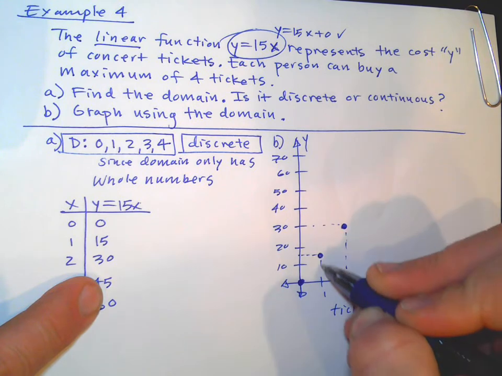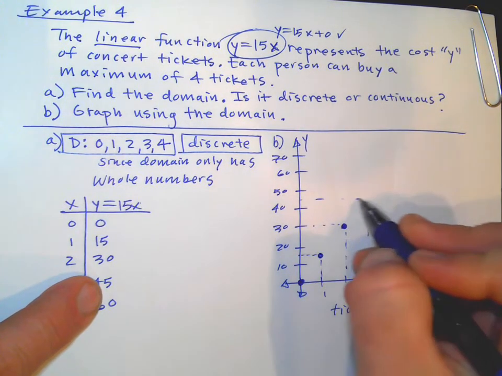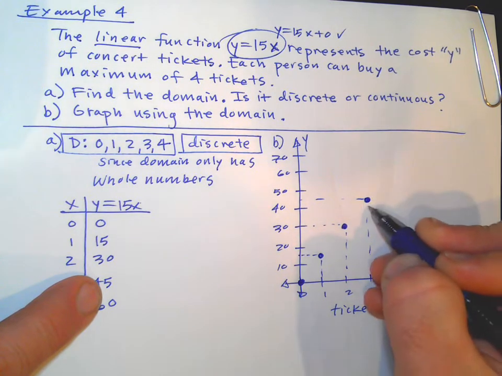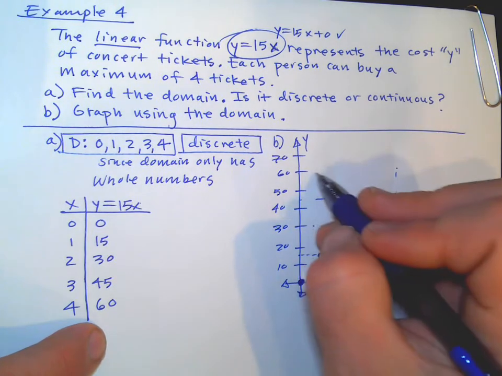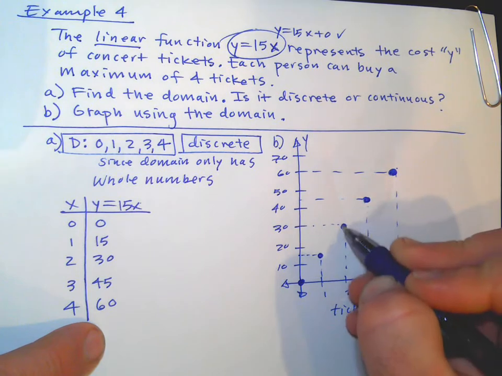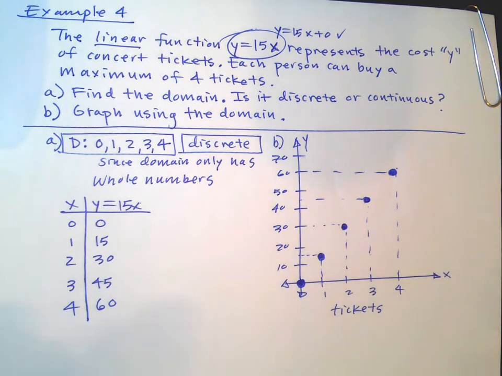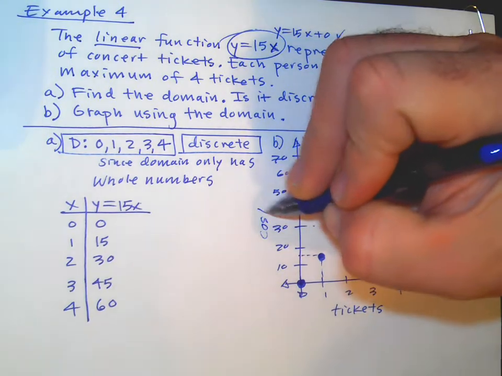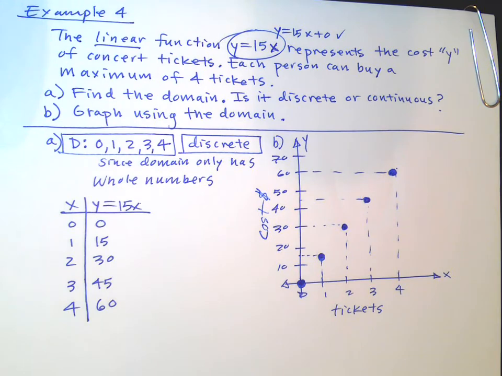right? I'm just drawing those to help line it up. If you plug 3 in, you get 45. If you plug 4 in, your cost is 60. Now these are nice solid dots. We cannot connect them because that would be a continuous graph. You can't buy anything in between, right? So you can't connect them. You got to leave them the way they are. This is the cost, by the way, in dollars. So we can't connect them.